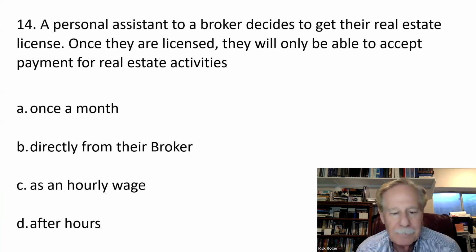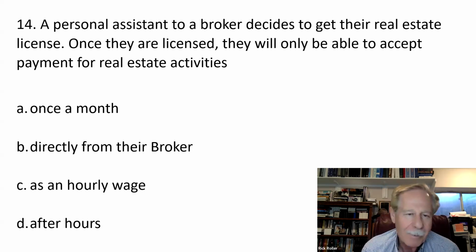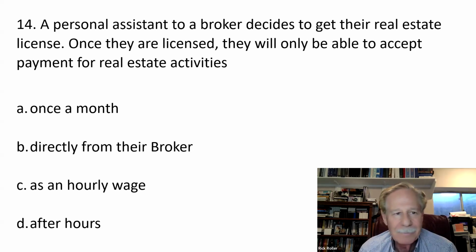Number 14. Here we go. A personal assistant to a broker decides to get their real estate license. Cool. So now I have a licensed personal assistant. Once they're licensed, they will only be able to accept payment for real estate activities. Why? I mean, couldn't you be delivering pizzas? So we have a license, so you can only get paid once a month, direct from their broker, an hourly wage or after hours.